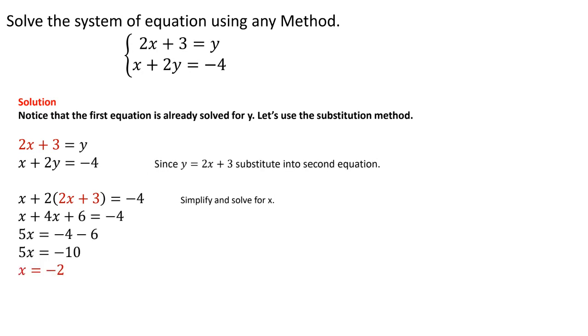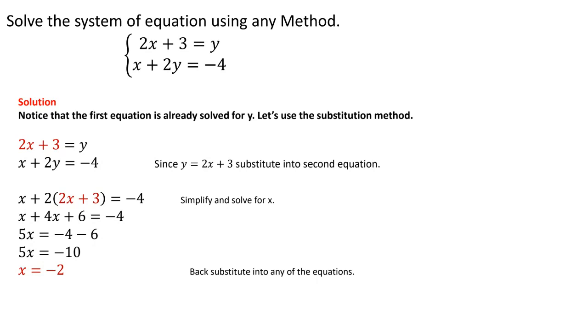So I'm going to have x plus 2 times 2 is 4x and 2 times 3 is 6 is equal to negative 4. Gather our like terms. So we have x plus 4x is 5x and negative 4 minus 6 is negative 10. If we divide by 5, then we get x equals negative 2. And so these were the first three steps. The first step was already done for us because y was by itself. And so the last step here is to back substitute.